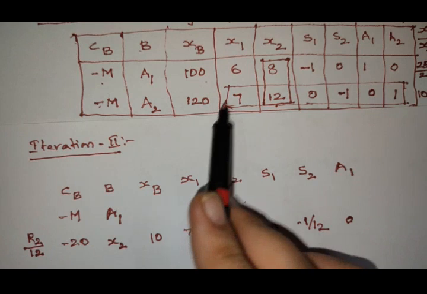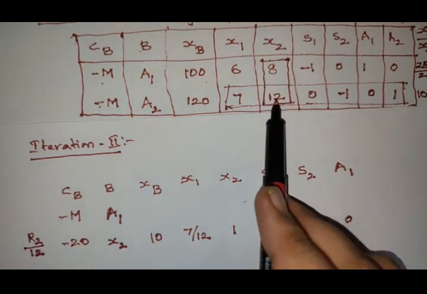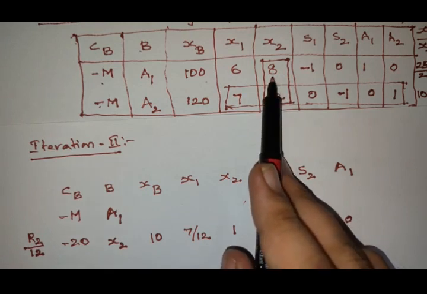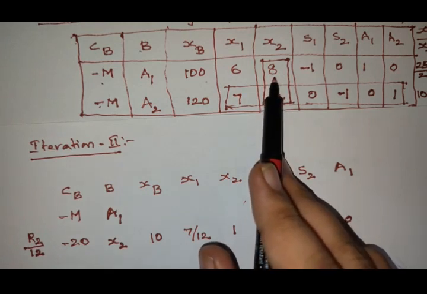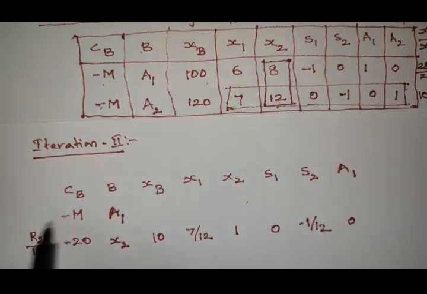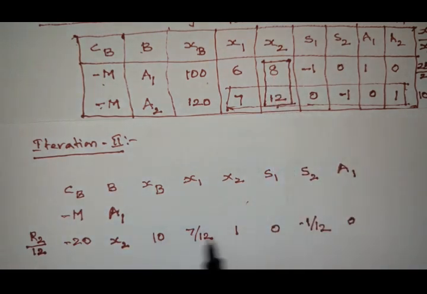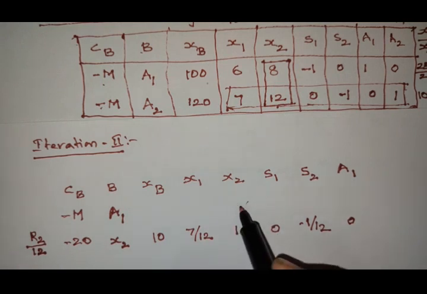And next we need to make other elements in the key column as 0. So key element is over. What is the other element? 8. We need to make it as 0. So how to make it as 0? So this one is row 1 and this one is now row 2. With the help of this modified row, we need to make this as 0. Here it should become 0.